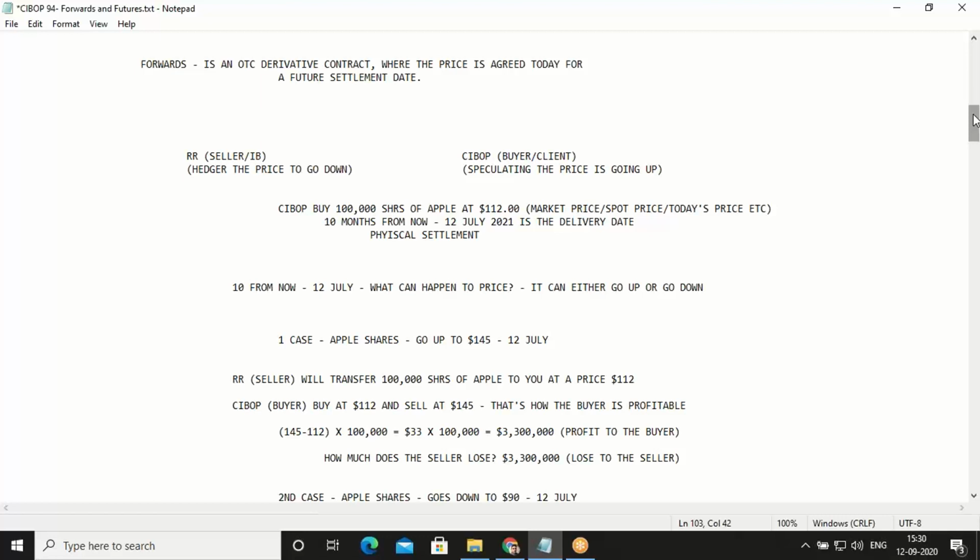Okay, and tomorrow when we talk about options, I'll give you more examples of hedging. But for the forward contract, is this very clear for you guys?